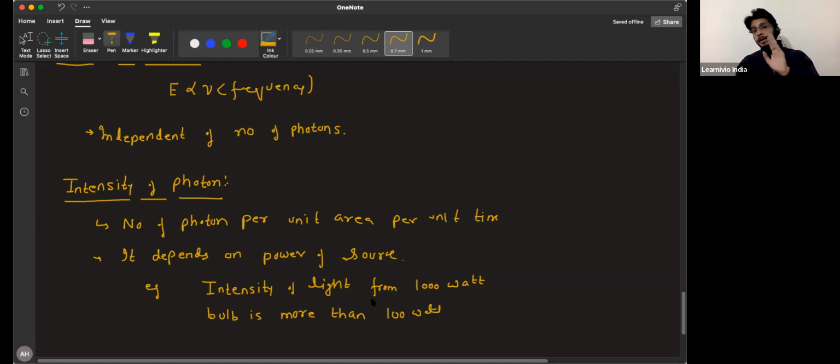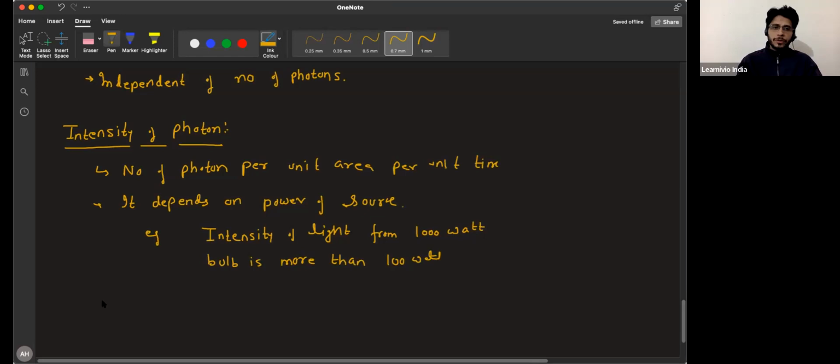And one more thing, intensity is independent of frequency. It will not change on changing frequency. It is independent of frequency.